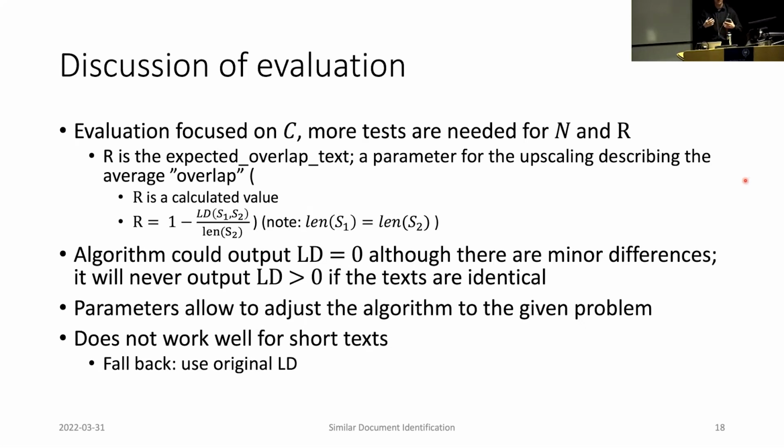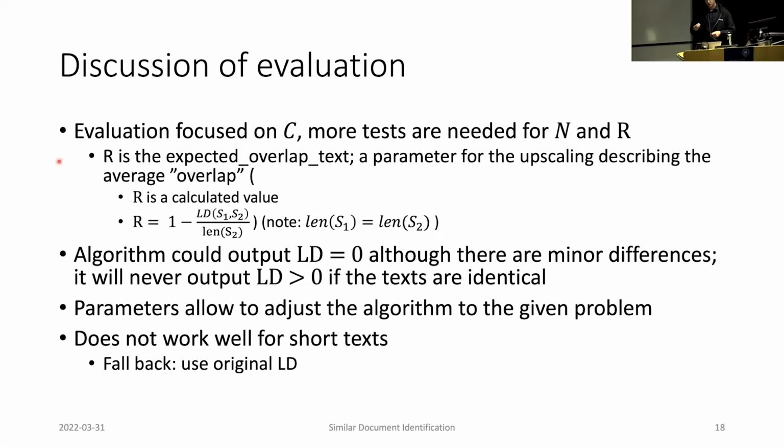If you use another language, where you have a different distribution of characters, for example, it will not perform as well. So we have one particular script that does the adjustment of the parameters that you would have to run in order to get this expected overlap value, or the R value.